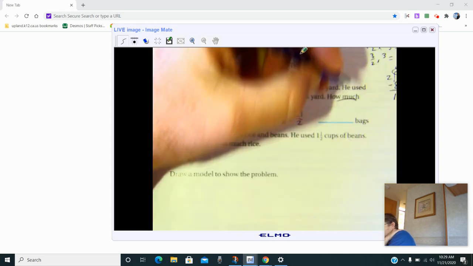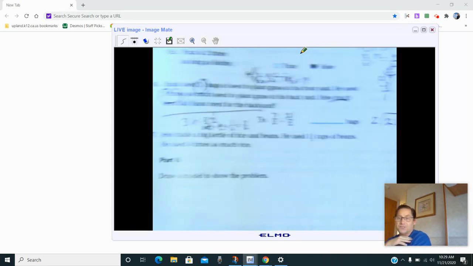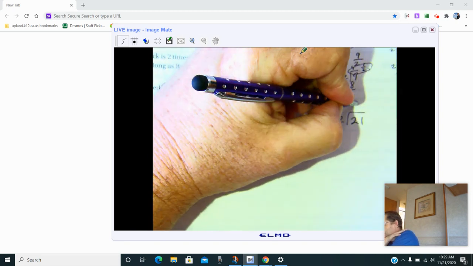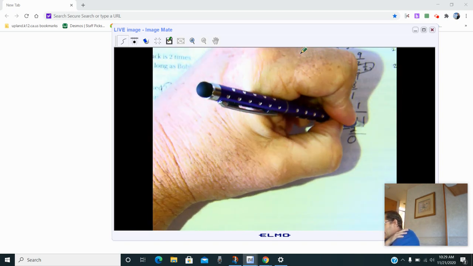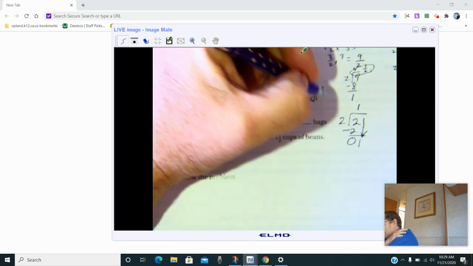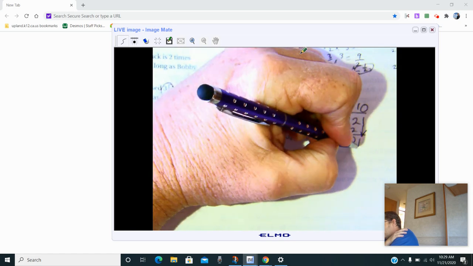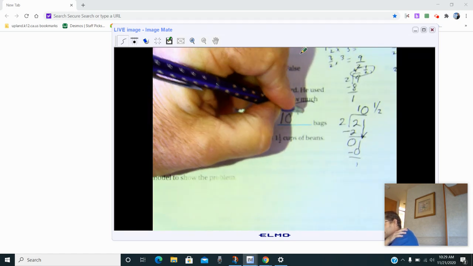Let's turn that into a mixed number by dividing 21 by 2. I can share 2 tens with 2 groups. That leaves me none. I'm going to bring down my 1. I can't share that, so I'm going to show that with a 0. So we have 10 and 1/2 bags.